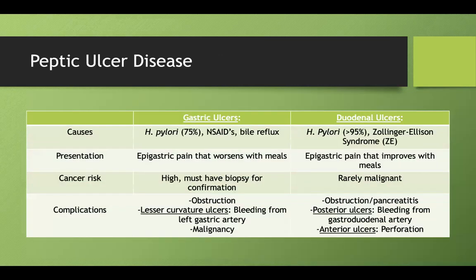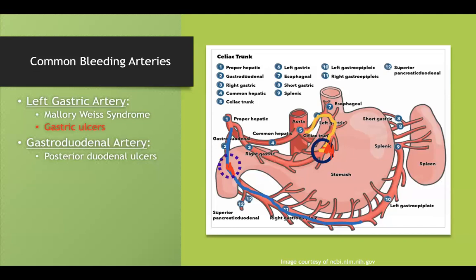And here's our slide we had talking about peptic ulcer disease. I just wanted to mention when we're talking about bleeding specifically, your lesser curvature ulcers tend to bleed from your left gastric, whereas your posterior duodenal ulcers tend to bleed from your GDA, your gastroduodenal artery. And here's your gastric ulcer. So if you had a lesser curvature gastric ulcer, you're going to get bleeding here. If you have a posterior duodenal ulcer, you're going to be bleeding from here.